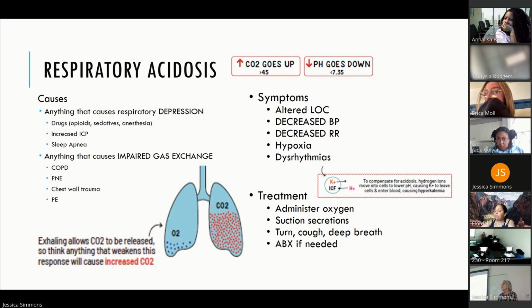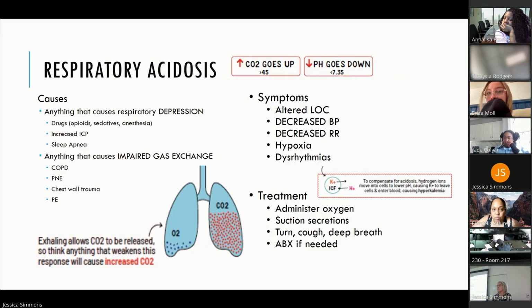So, one step further, mechanical ventilation does the same thing. If your patient is intubated, this is also forcing inhalation and forcing exhalation. So in the severe cases, you have to force that CO2 out to correct the acidosis.